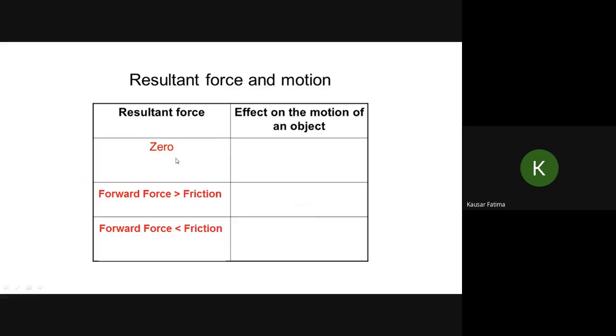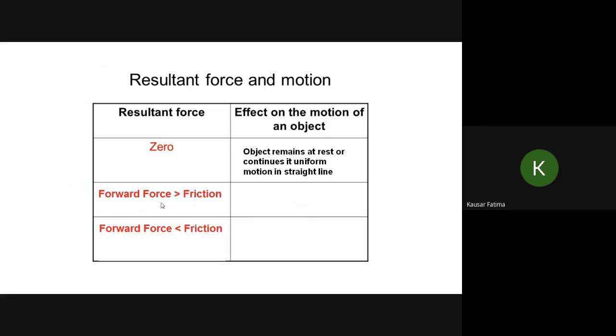If the resultant force acting on a body is 0, meaning forward force is equal to backward force, or all the forces are equal and opposite to each other, the resultant force will be 0. And what will be the effect? The object remains at rest if it is at rest, or it will continue its uniform motion in a straight line. It will continue moving with constant velocity if it was already in motion, when there is no resultant force acting on the body.